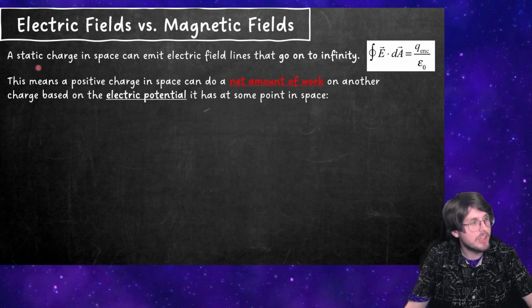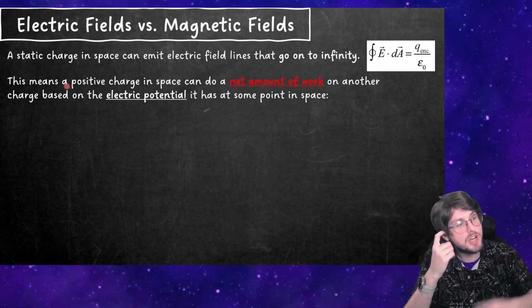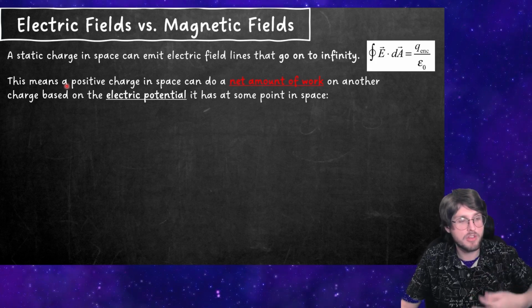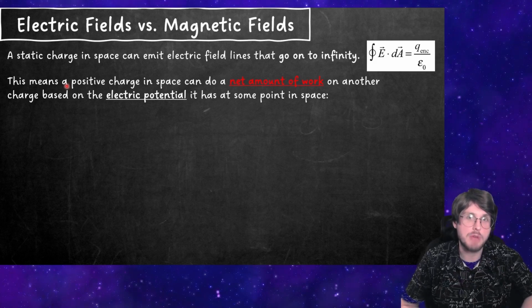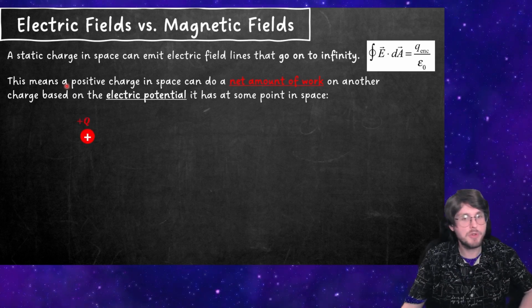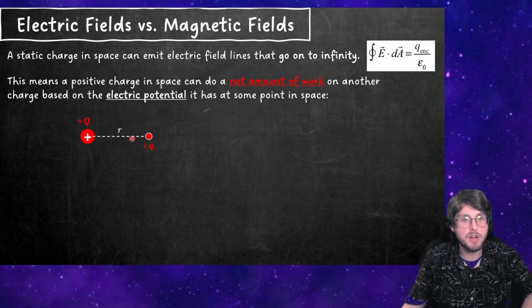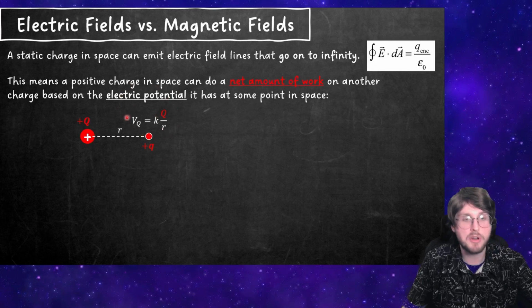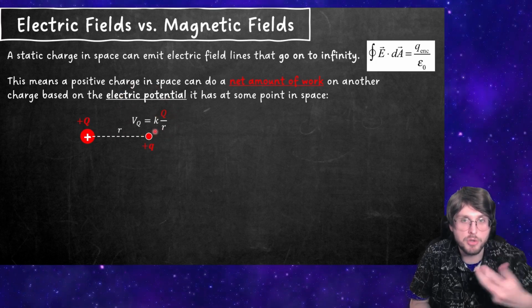So what that means is, because these lines go off to infinity, we can say safely that a positive charge in space will do a net amount of work. It'll infinitely exert an outward force on another charge based on the electric potential located somewhere around that charge. So if we imagine a little positive charge Q somewhere out in space, and then we put another tiny charge some distance r away from it, well, in electrostatics, we would describe that location to have some amount of electric potential, which is the amount of energy that would be given to a charge per coulomb that's placed there.